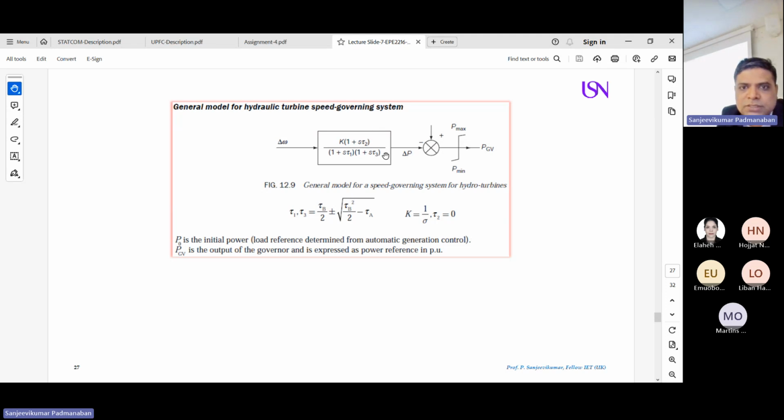How to find all these constants? That's very important. In order to calculate delta 1 and delta 3, which are equal, you have to find the value delta B divided by 2 plus or minus root of tau B square divided by 2 minus tau A. How to calculate K? 1 divided by sigma. Usually we take tau 2 equal to 0. These are the assumptions. You have to use the formula to calculate the absolute value of your power plant for the hydraulic turbine speed governing system, where P naught is the initial power, where PGV we have already seen, which is the output of your governor, and it is expressed in per unit.